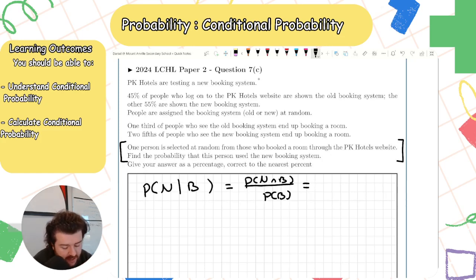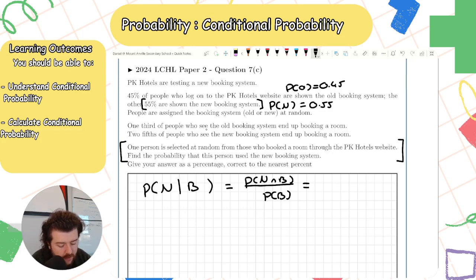So let's read through the information here. 45% of people who log onto the website are shown the old booking system. 55% are shown the new booking system. So the probability that they're shown the new booking system is 0.55, and the probability of the old booking system is 0.45.